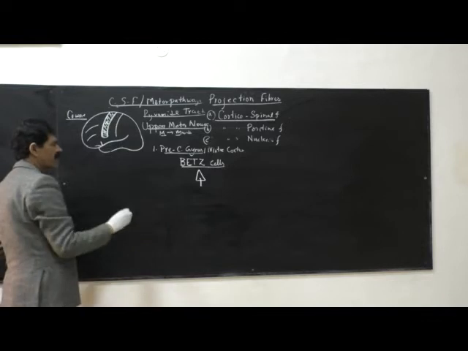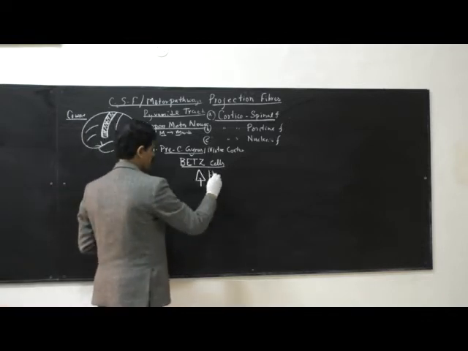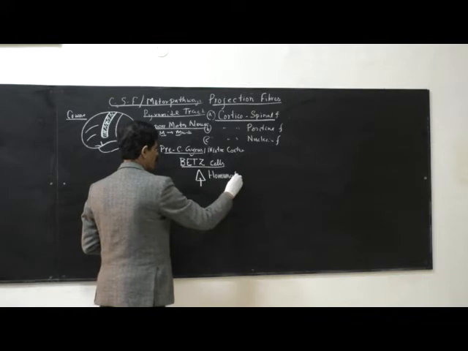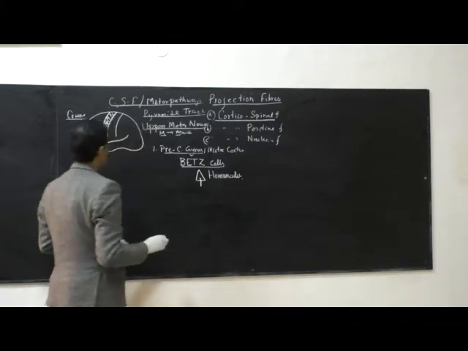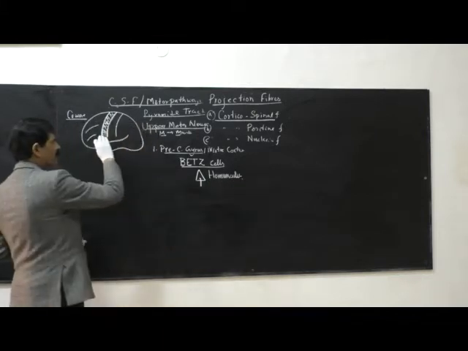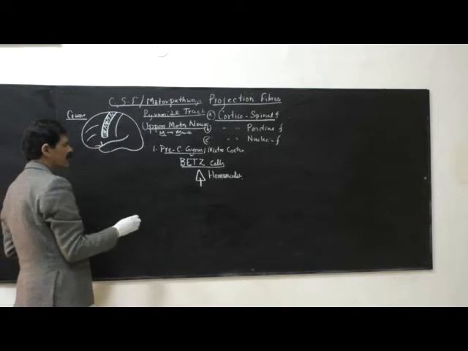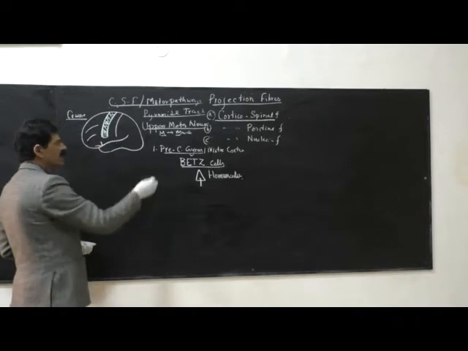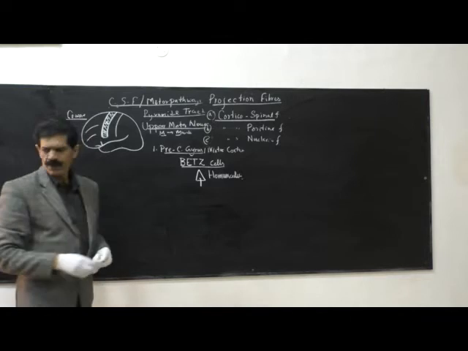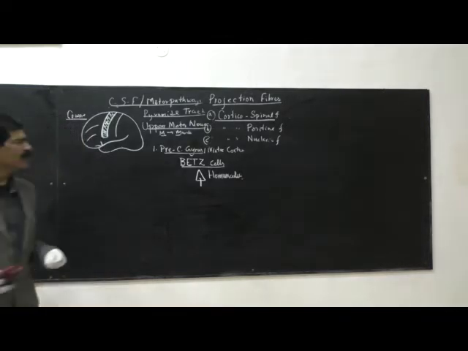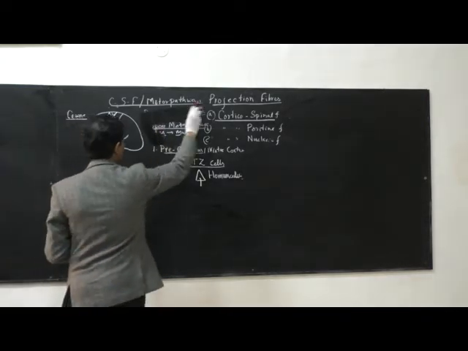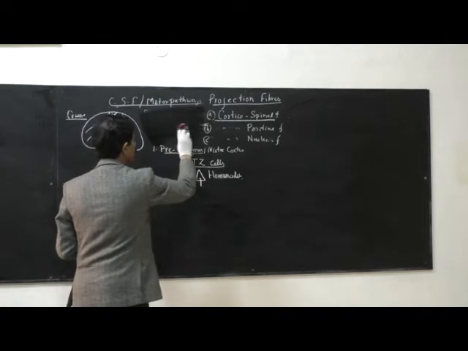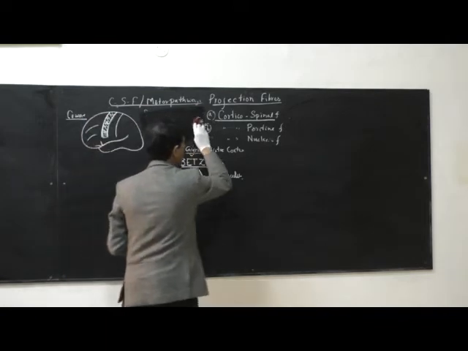And the body is represented as the homunculus, that is the upside down homunculus. And so it is also present on the superior surface as well as on the medial surface. So when we see the medial surface also, we will find that these fibers are also present in the medial part of it.